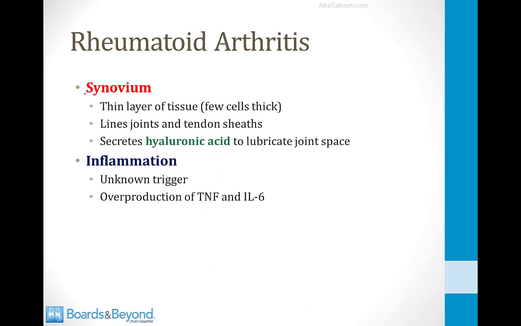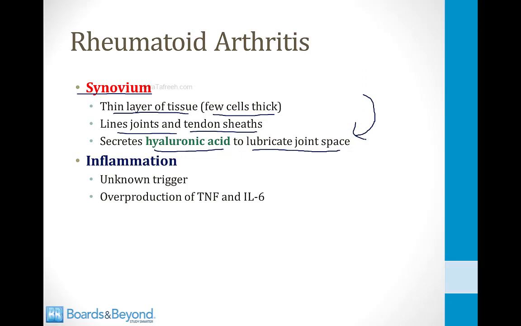The pathophysiology of rheumatoid arthritis involves the synovium. The synovium, or the synovial layer, is a very thin layer of tissue, just a few cells thick, that lines joints and tendon sheaths in synovial joints in our body, and it secretes a substance called hyaluronic acid to lubricate the joint space. And because of this lubrication, the synovium is very important for highly mobile joints in our body.